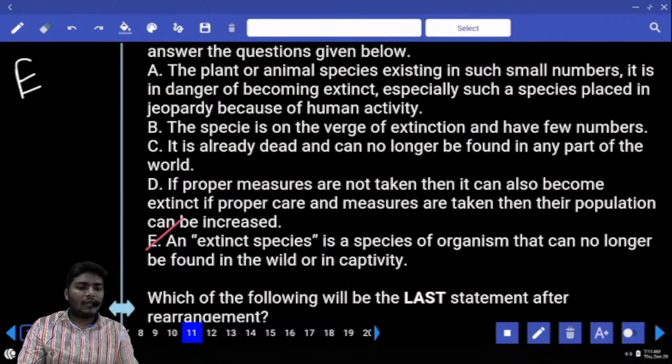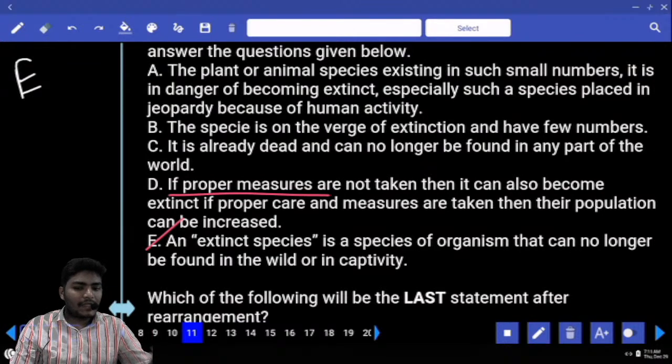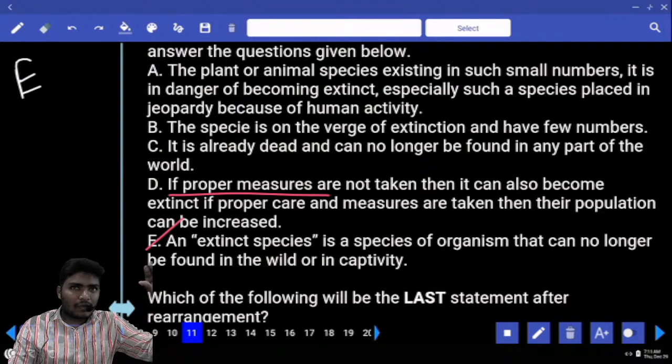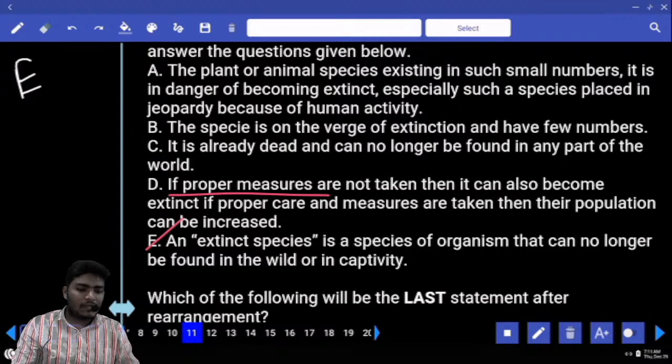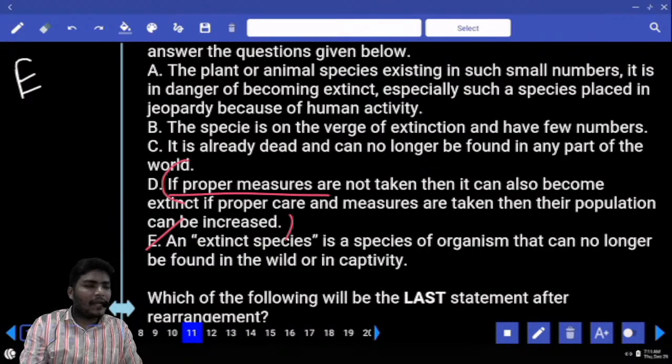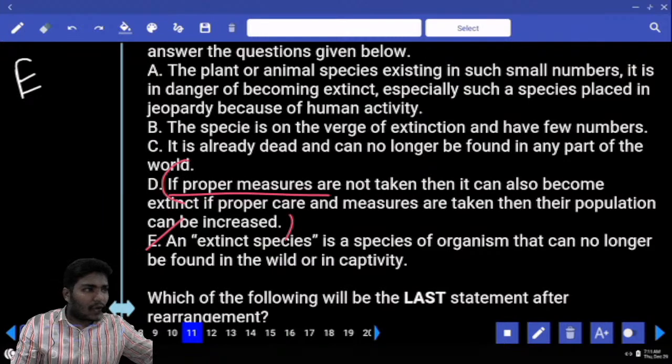E can be connected with what? Look at this D sentence. How is D framed here? If proper measures are not taken, we are speaking about some definition in the beginning. After the definition, we go through some explanation of what the definition is, and finally, this is a measurement which we need. If at all we want to protect this extinct species, then we have to do this.